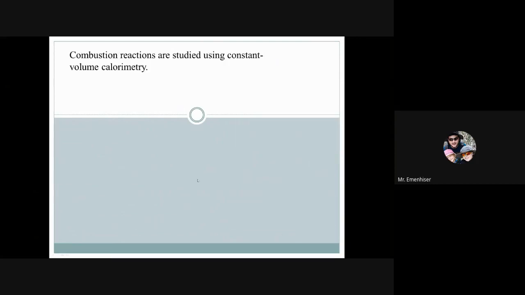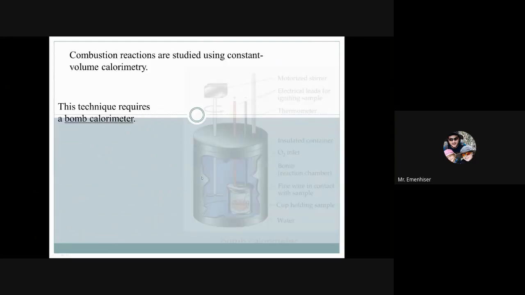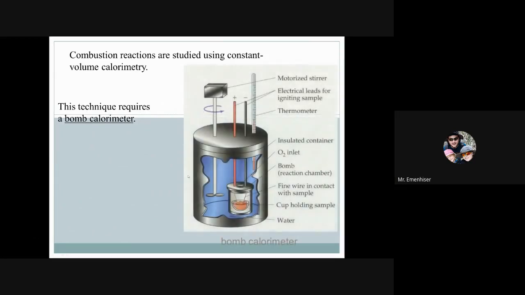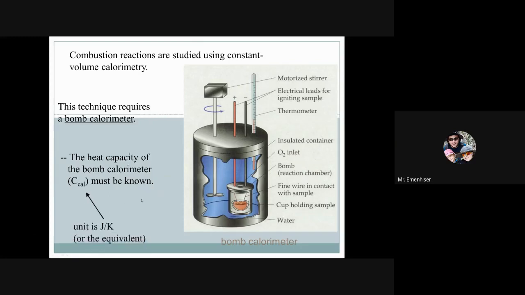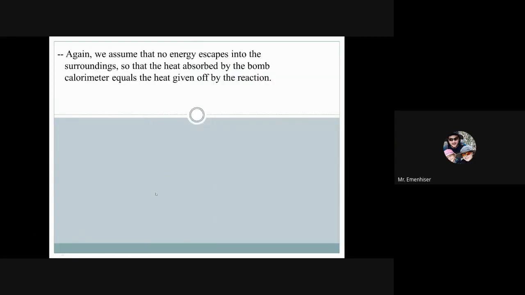All right, combustion reactions are studied using constant volume calorimetry. That means that the volume is constant. These are called bomb calorimeters. The heat capacity of the bomb calorimeter must be known. It's called the C-cal. And there's an example in here that you guys can look at. Again, we assume that no energy escapes into the surroundings, so that the heat absorbed by the bomb calorimeter is equal to the heat given off by the reaction.